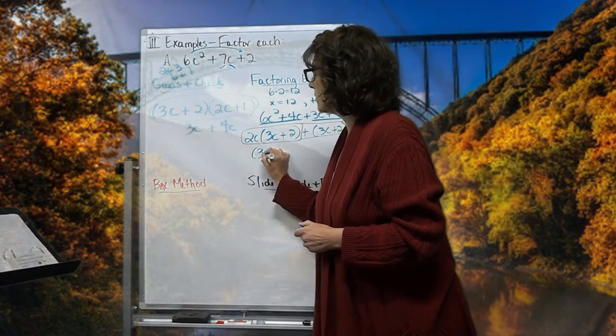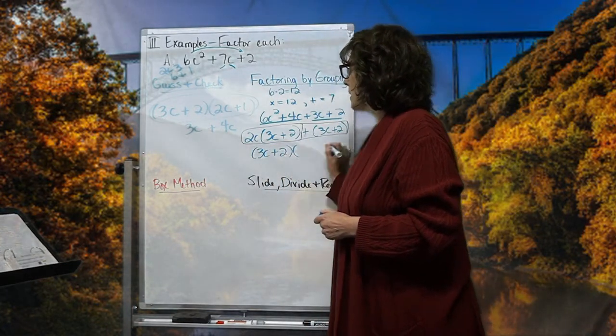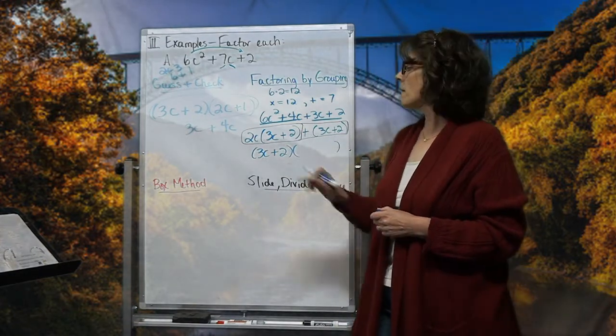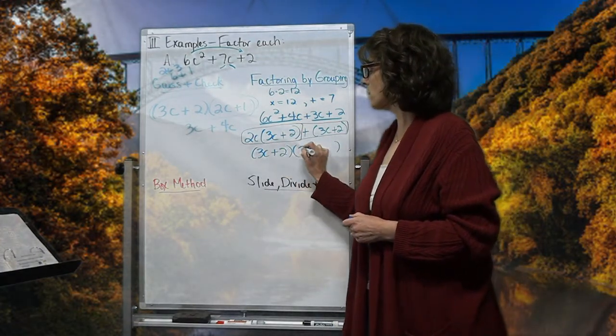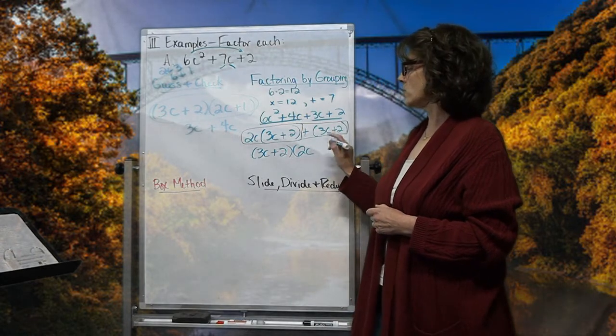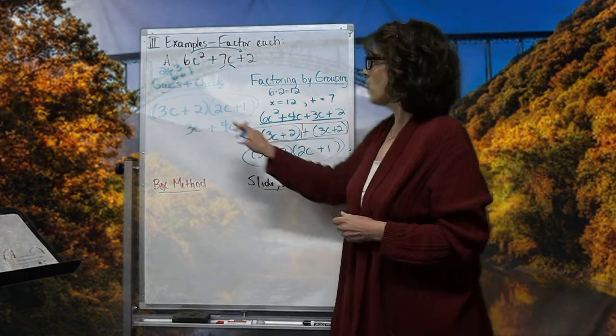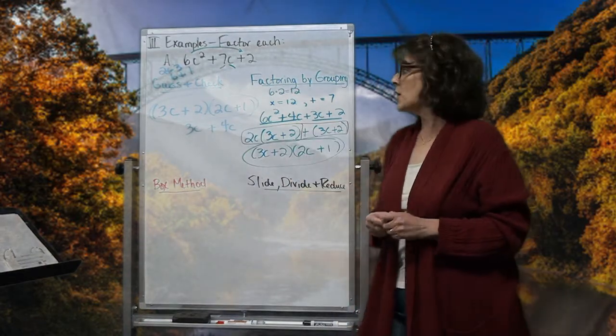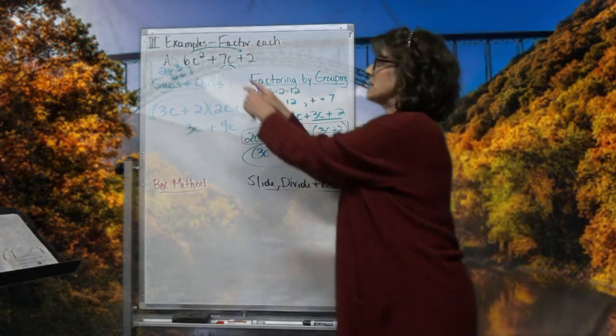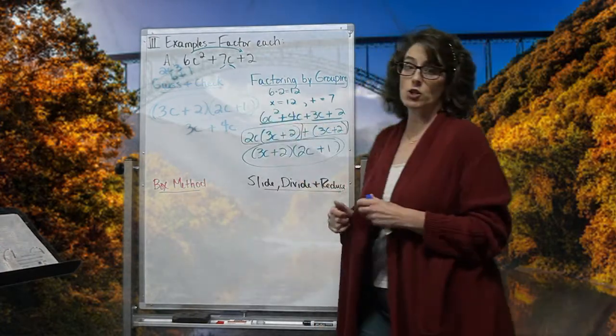I'm going to take that common 3c plus 2 out, and I'm going to write in a parentheses what's left. When I take the 3c plus 2 out of here, I'm left with 2c. When I take the 3c plus 2 out of here, I'm left with 1. And that is what I have up here exactly. So like I said, factoring by grouping takes the middle term and splits it into 2 terms.